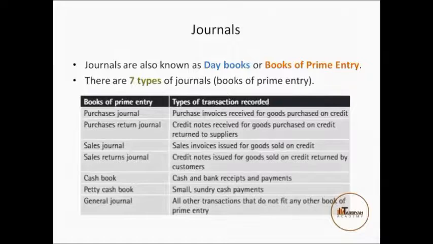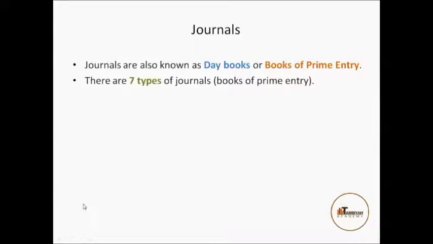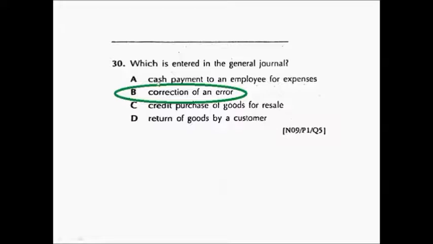Alright, so if you remember, this was one of our previous slides that we discussed, and you can see there are only 7 types of journals available, and anything that does not fit in either one of these first 6 journals, we just post it to the general journal. So if we go back to our question here, the first one, cash payment to an employee for expenses. So this will obviously go to the cash book. Alright. Option C, credit purchase of goods for resale. So that is obviously going to the purchase table. And then return of goods by customers. So that's the sales returns table.